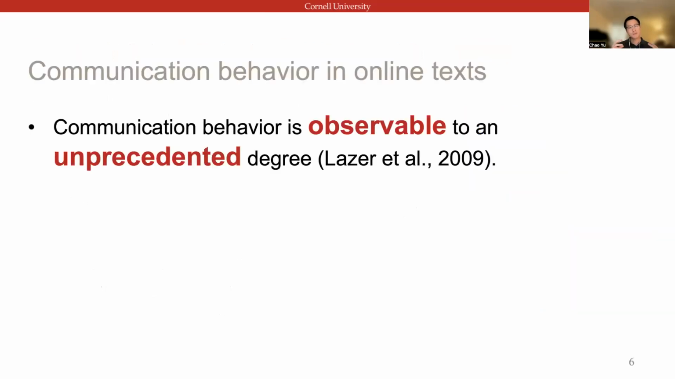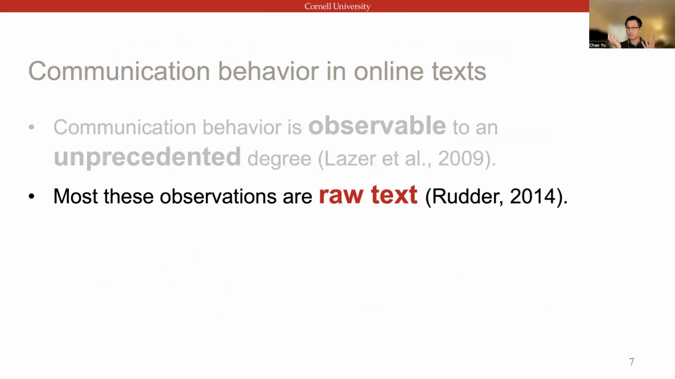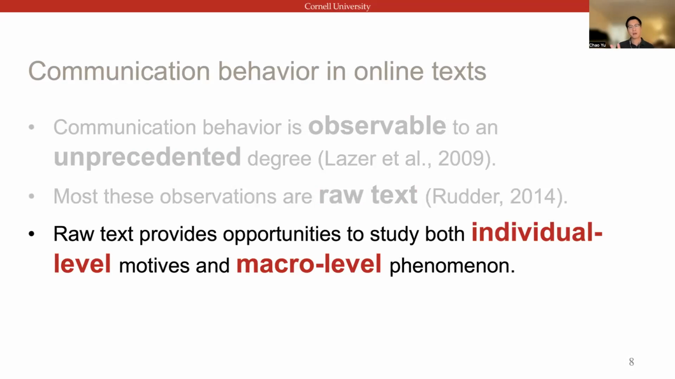This micro to macro approach is a general framework that has some seriously cool implications, especially when we apply it to the world of online texts. Now, let's picture this. Communication behavior has become so visible these days, like never before. And the vast majority of these observations are raw text. We have access to a massive amount of raw text, and that opens up a whole new world for studying human motives on an individual level and understanding the macro level phenomenon.